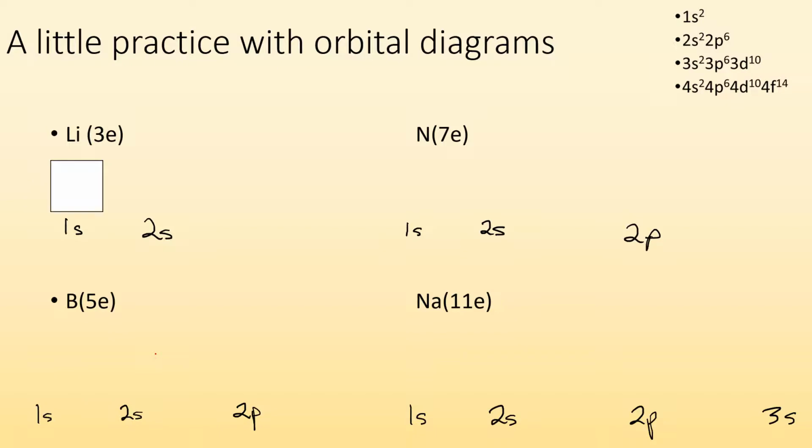So let's do a little practice with orbital diagrams. If I had lithium with 3 electrons, well, I'm going to start with the 1s, which can hold 2 electrons.